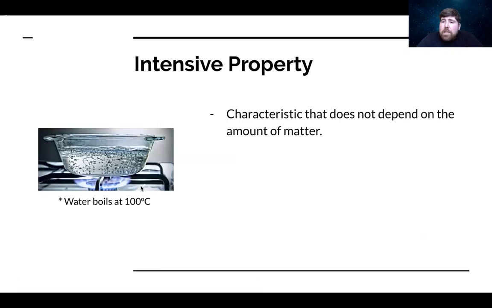My example that I like using is boiling of water. Pure water will always boil at 100 degrees Celsius. If I had a cup of water, if I had a bathtub full of water, the boiling point will always stay the same. Melting point is another example of an intensive property. And density for solid substances at a specific temperature is also an intensive property. We love intensive properties in the world of AP chemistry because we can use these to help us identify unknown substances.